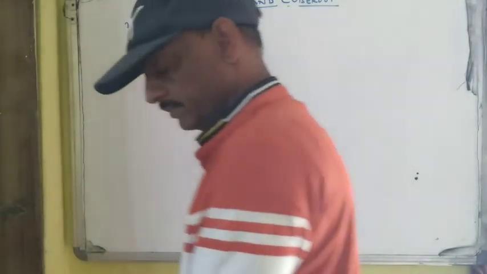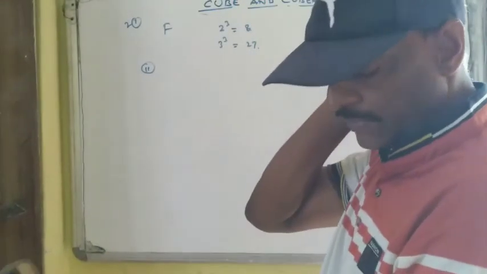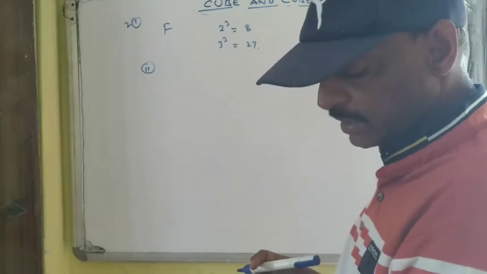Second one: a perfect cube does not end with 2 zeros.